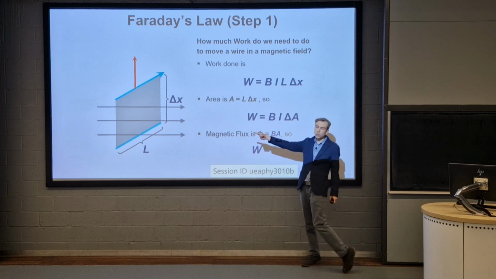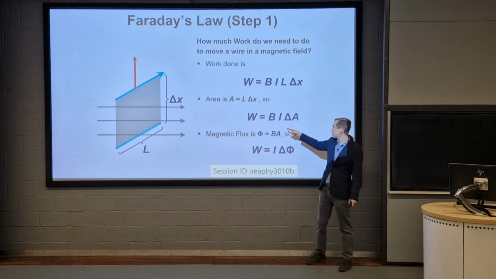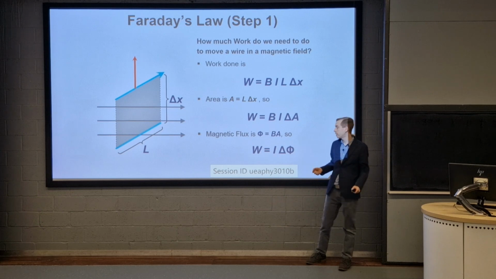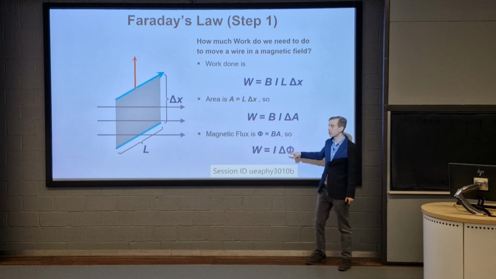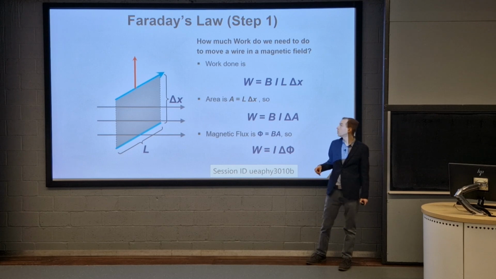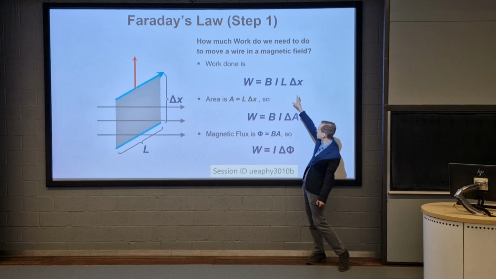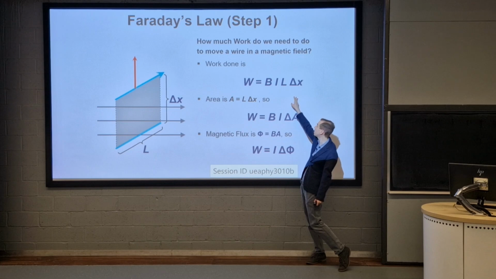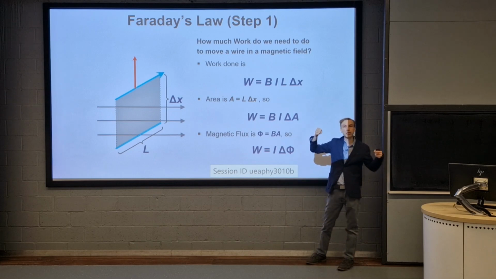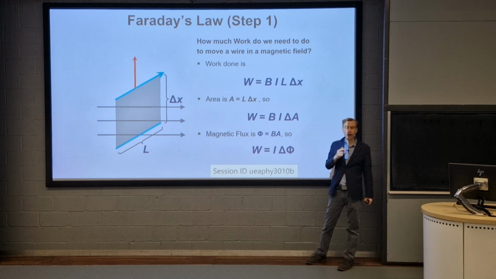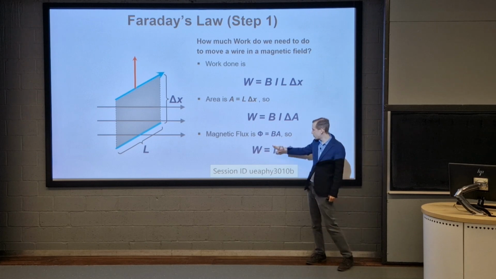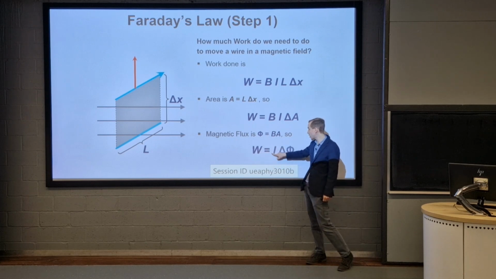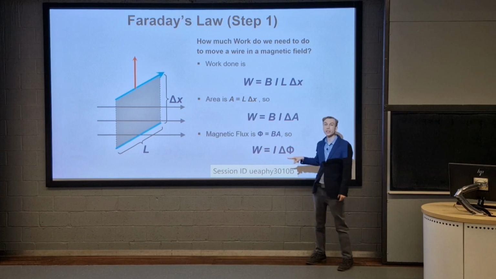So maybe if our magnet was half as strong, if this B was half as strong, then we'd have to move our wire twice as far to get the same change in magnetic flux. What I like about this is we've gone from quite a specific geometric situation up here, where we need to worry about how long our wire is, how strong our magnet is, how far we're moving it. By thinking about the geometry of the situation and the magnetic field, we've reduced it down. We've just got that the work we've done is equal to the current times our change in magnetic flux.